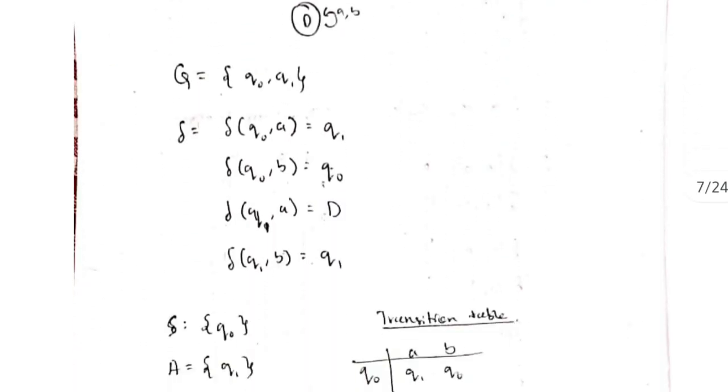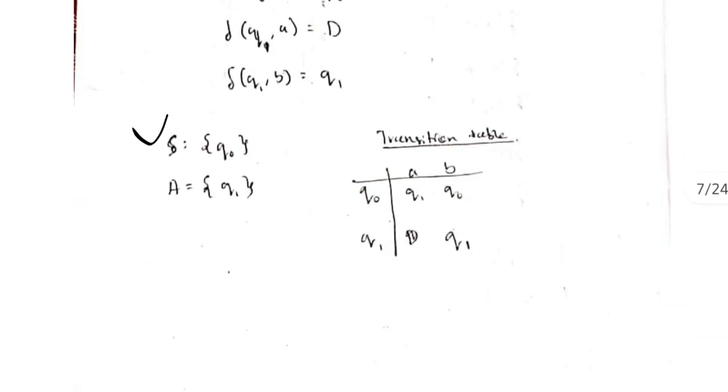And this is the Q. This is the transition function. Based on that, we have written the transition table and the starting and ending states.